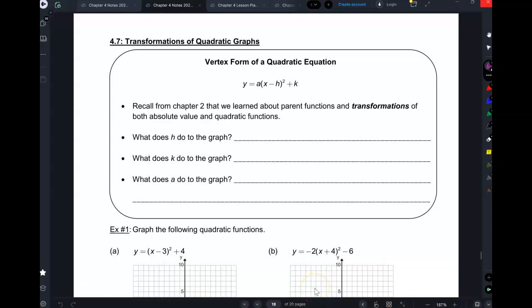Okay, so if you remember, back in chapter 2, we started talking about transformations. In chapter 2, we were dealing with basic absolute value functions and also some quadratic functions, right? So back over there, we said that this was the form of the quadratic equation that we were using, right?